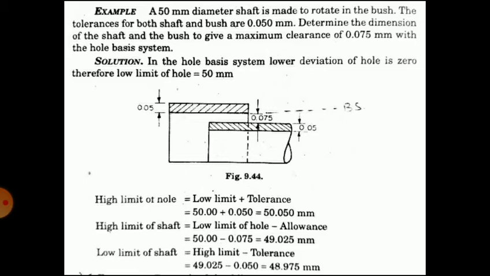Now you can find out the lower limit of the shaft. The lower limit of the shaft equals the higher limit minus tolerance. You can calculate this by drawing the diagram. So the high limit is 49.925 minus our tolerance, given in the problem as 0.050, which equals 49.875 mm.